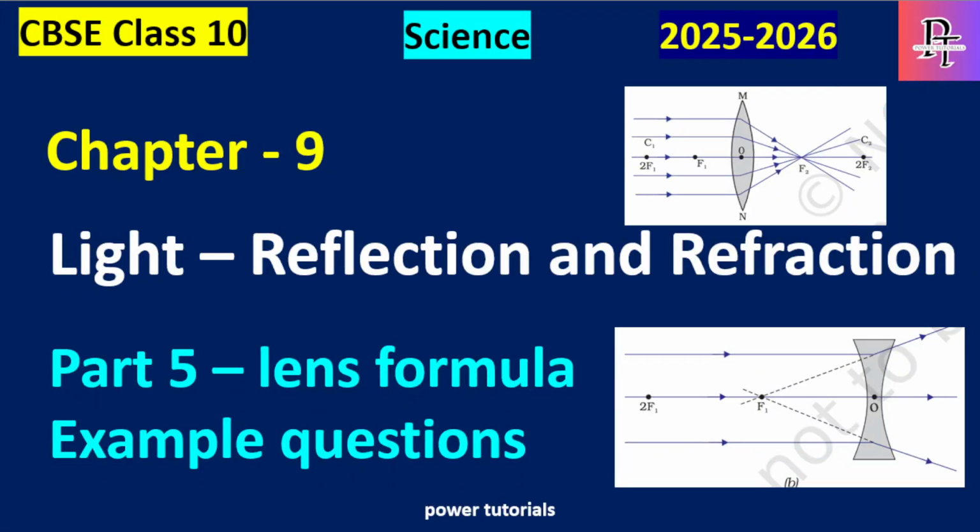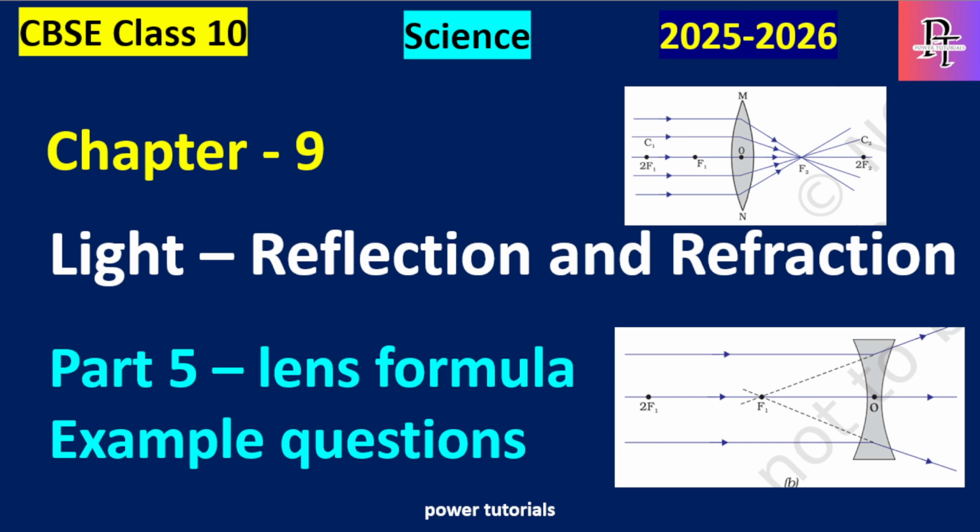So today we are going to cover part 5 of the light chapter, which is reflection and refraction of class 10 CBSE board, that is 2025-26 year. We are going to cover part 5, which is lens formula, and we are also going to cover the 4 example questions which are there in this chapter.